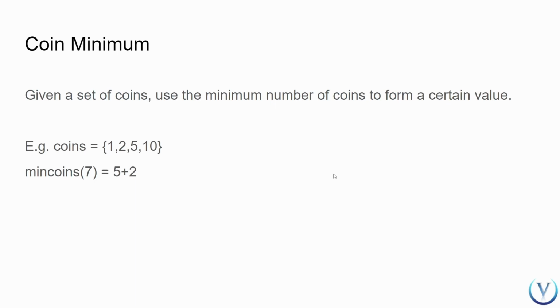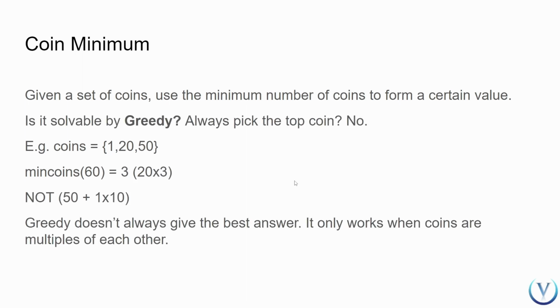Given a set of coins, find the minimum number of coins needed to form a certain value. An example would be, given the coins 1, 2, 5 and 10, the minimum number of coins to form 7 would be 5 plus 2, which is 2 coins. Now, is this solvable by a greedy approach?